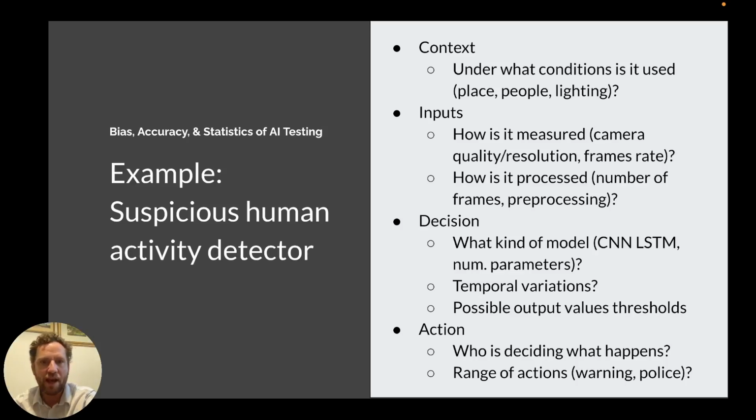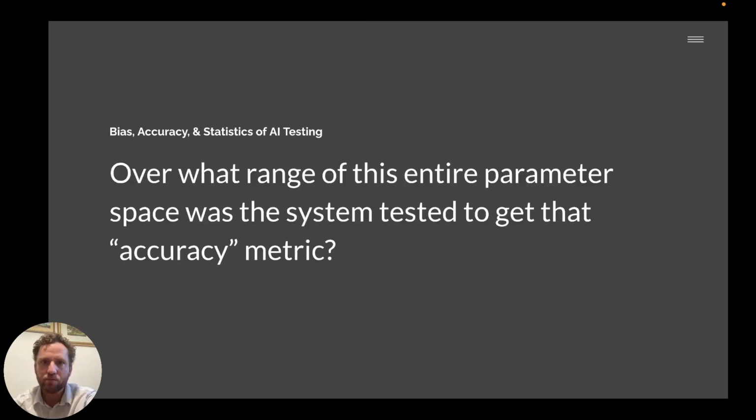And then of course there's the action taken. So who decides what happens when a suspicious activity is detected? What are the range of actions that could take place? Is it just some sort of warning? Are they just logging it? Is it going directly to the police? Is there police intervention? This could affect how we might test the system.